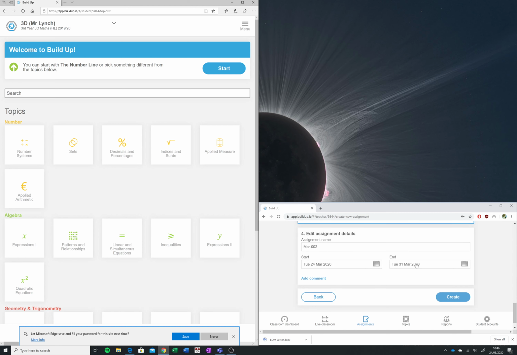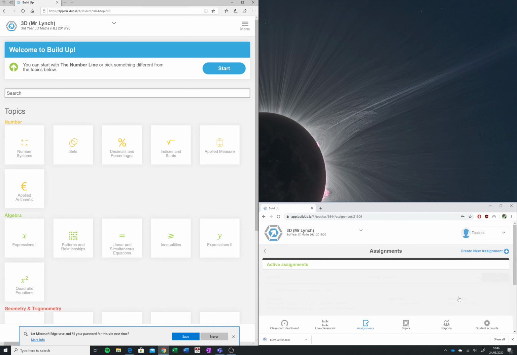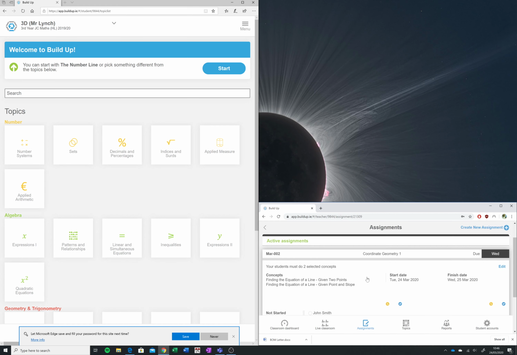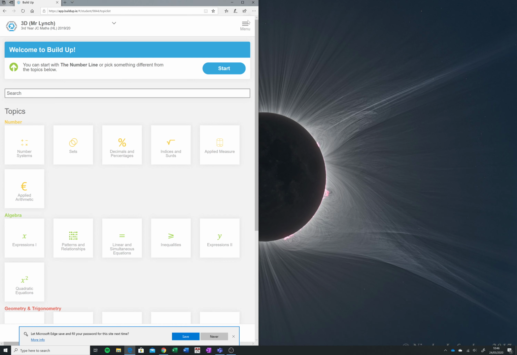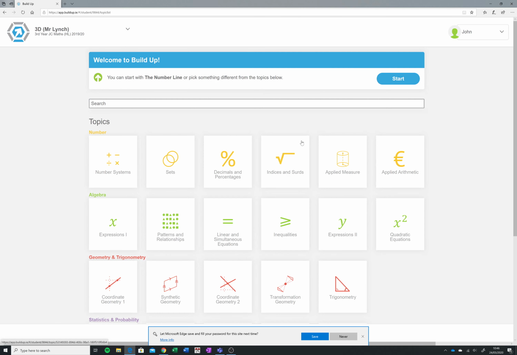And what I did was I set a particular timeline, so I'll just set it for 1 day in this instance. So we'll press create. Okay, so there you go. It just says you've got to do 2 topics, and there it is. John Smith has to go and do that. Okay, so who are you? You are John Smith. You're on this main page here.